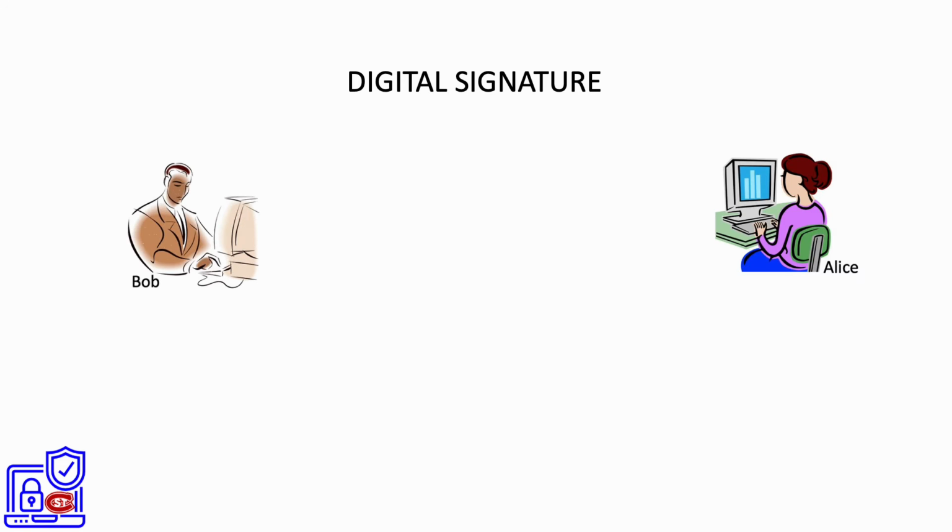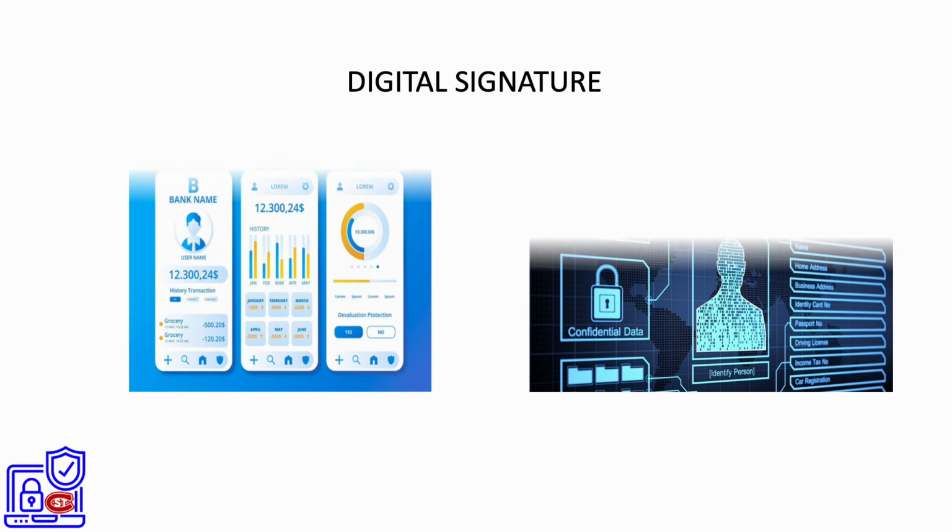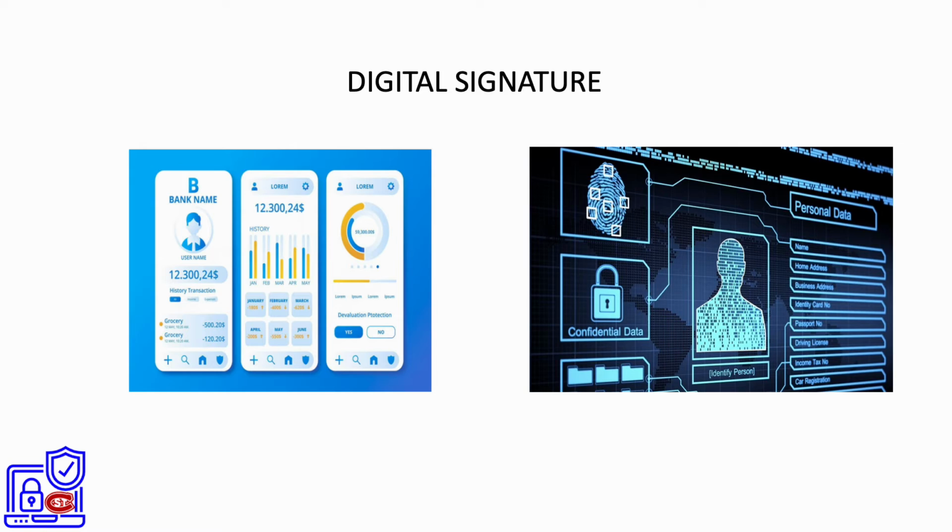Let's take an example of Alice and Bob to understand digital signature better. If Bob wants to send $10 to Alice, an attacker Eve can intercept this message during transmission and change this $10 to $1,000. Which would mean that $1,000 would be deducted from Bob's account instead of $10 which he wanted. Digital signature can be used to fix this issue, because digital signature is useful in verifying the source and integrity of the message.